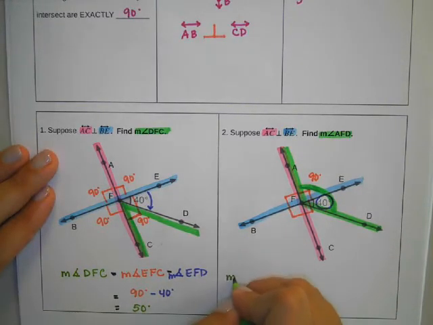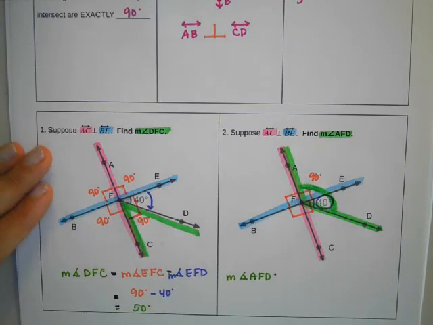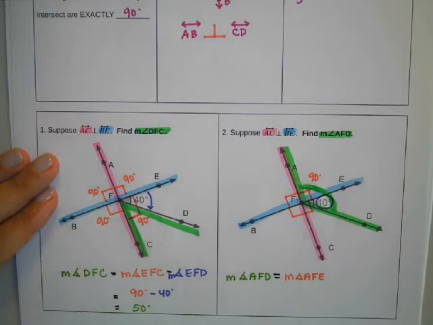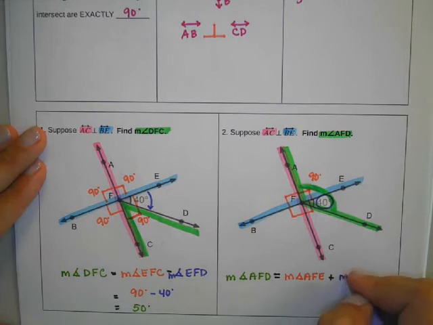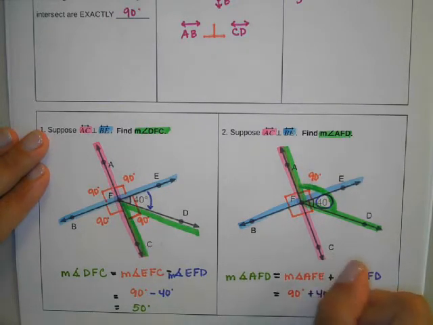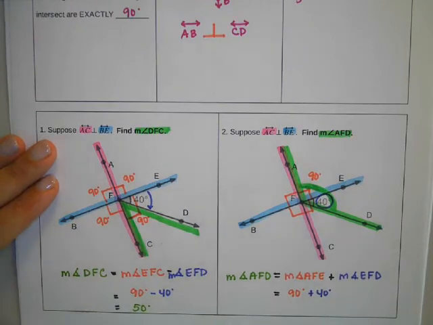So the measure of angle AFD would be equal to the measure of angle AFE plus, because now we're going past that, we're adding in the measure of angle EFD. So that means that this is going to be 90 degrees plus that extra 40 degrees past that, which means all together, I'm going to get 130 degrees when I add those up.